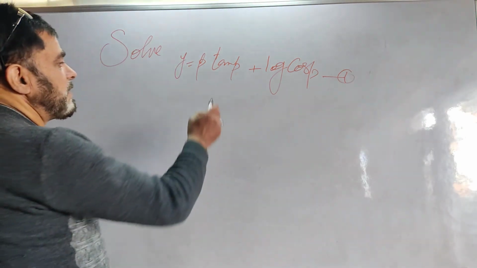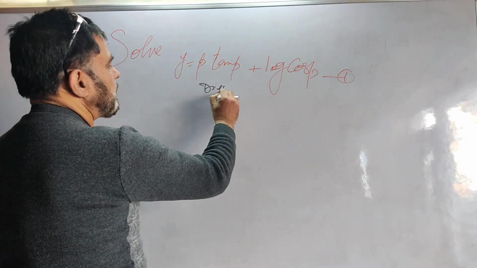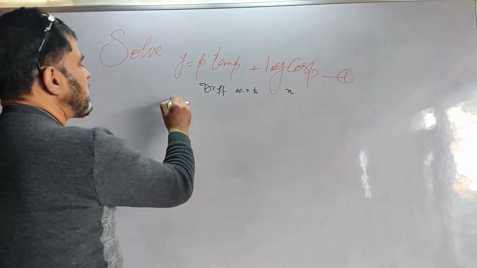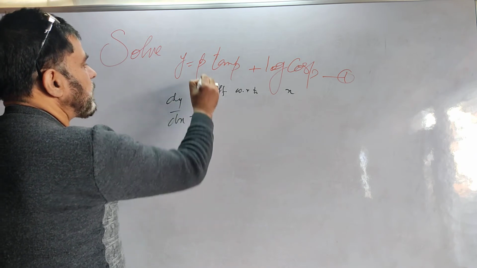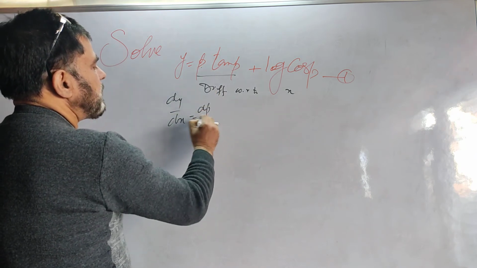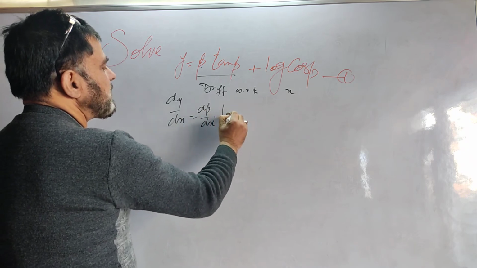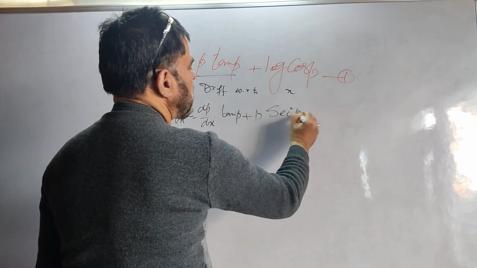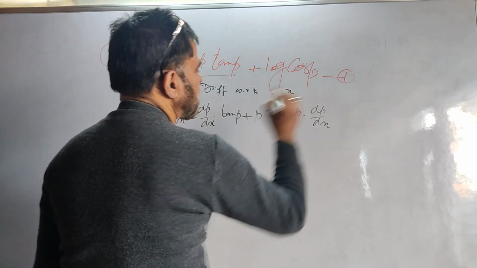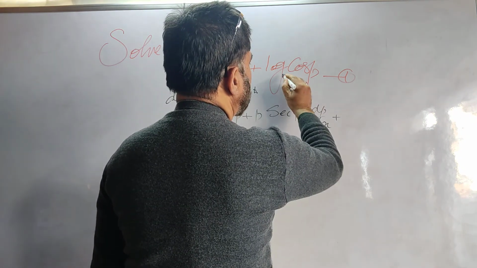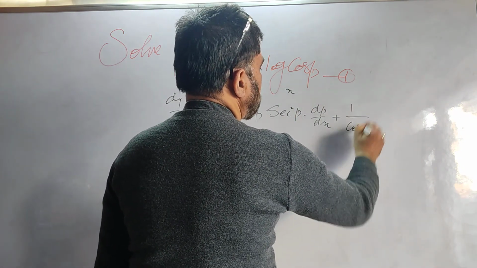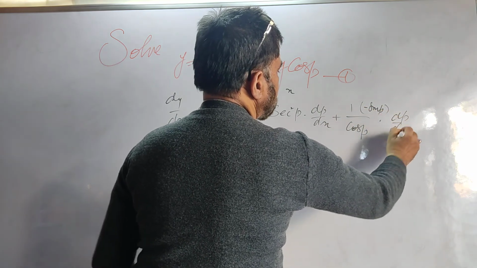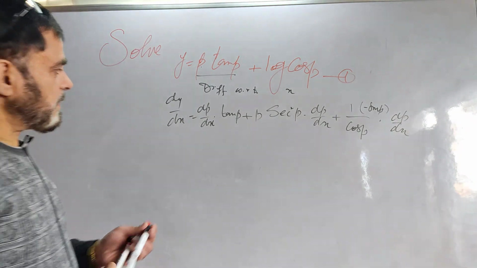Now we differentiate this with respect to x. It is dy by dx. Here we use the product rule: derivative of p, dp by dx, tan p as it is, then plus p as it is, derivative of tan p is sec square p, and derivative of p is dp by dx, because p is a function of x. Then derivative of log cos p: derivative of cos p is minus sin p into dp by dx. Do you follow? It is simple differentiation.